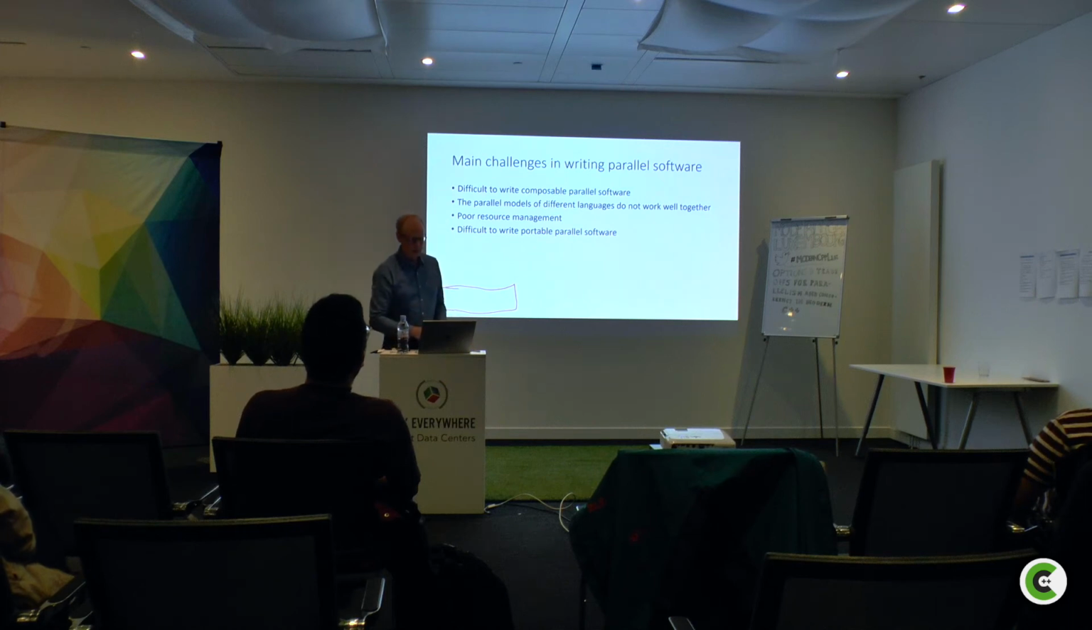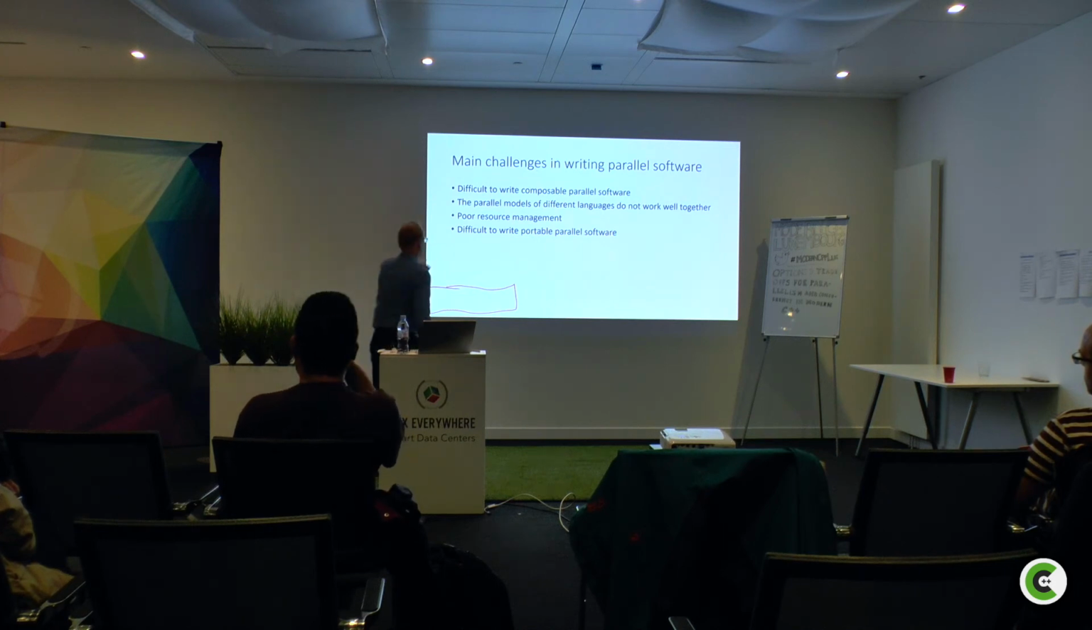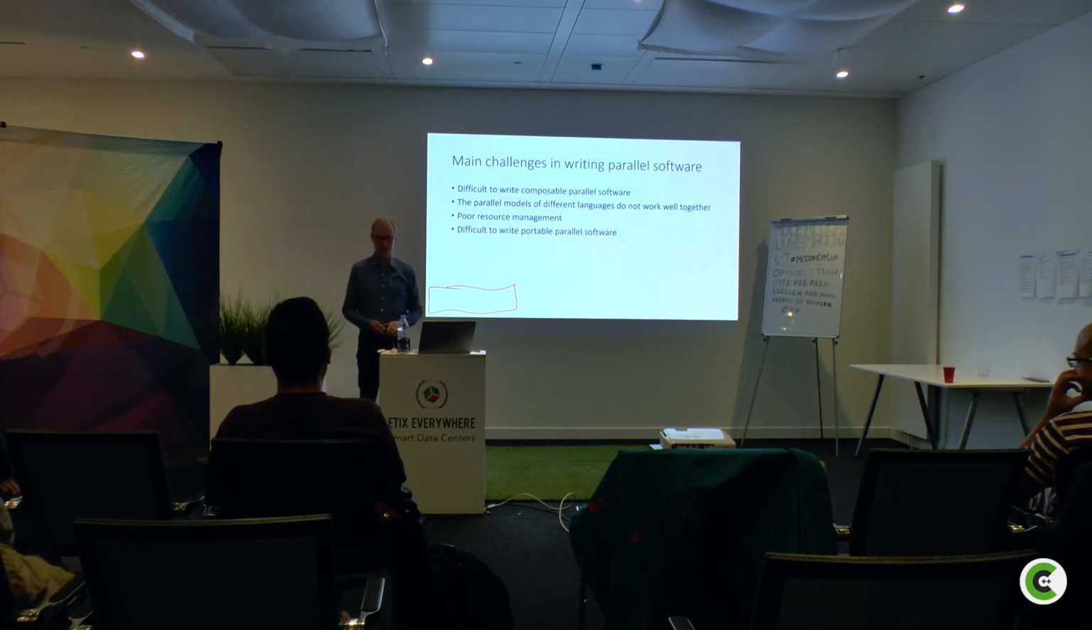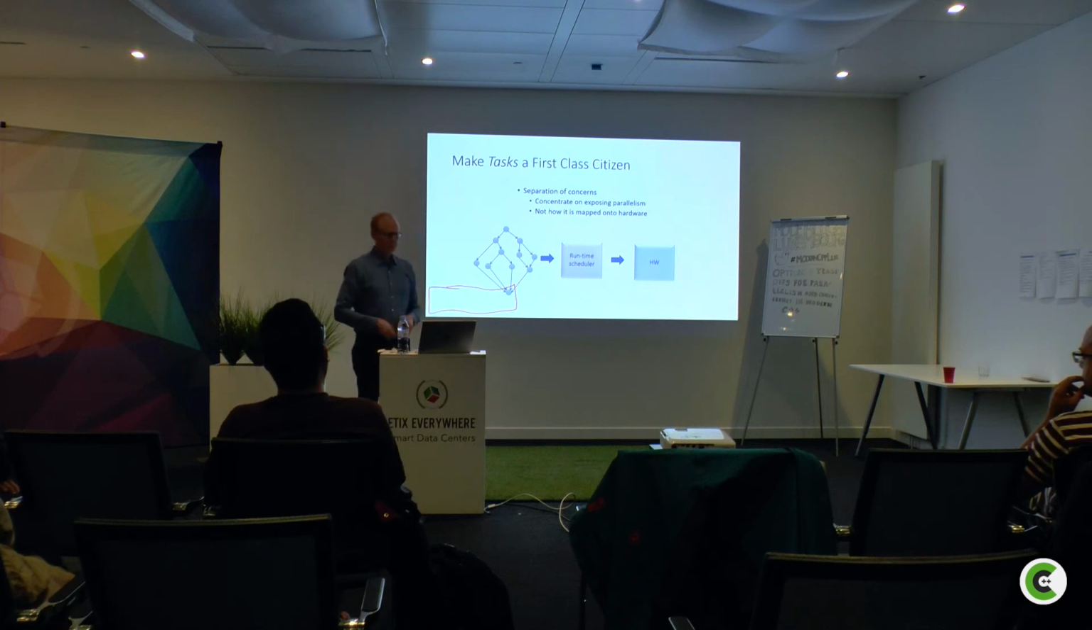Okay. So the main challenge with writing parallel software is that it's difficult to write composable parallel software. So you write with threads, and then you link with some libraries that have threads and so on. You don't really know how they work together. Parallel models of different languages don't really work together. It's poor resource management, and it's difficult to write portable parallel software. Things that you write once and then it works well on many different kinds of systems.